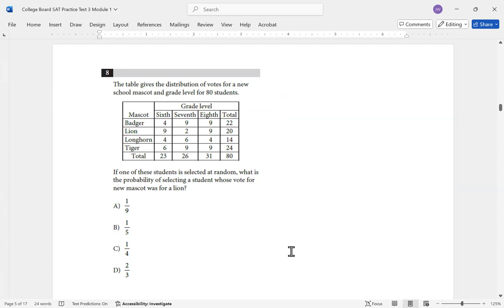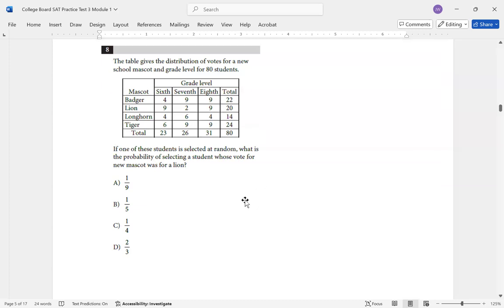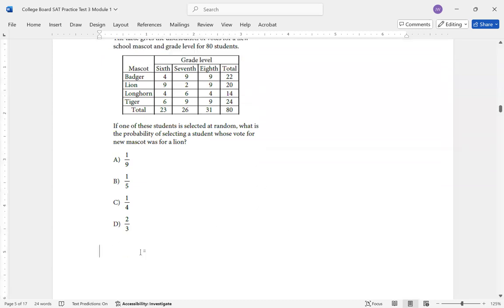Question 8. The table gives the distribution of votes for a new school mascot and grade level for 80 students. If one of these students is selected at random, what is the probability of selecting a student whose vote for new mascot was for a lion? So what's the probability, essentially, that we pick a student who voted for the lion mascot? We're going to use the classical or empirical probability calculations.